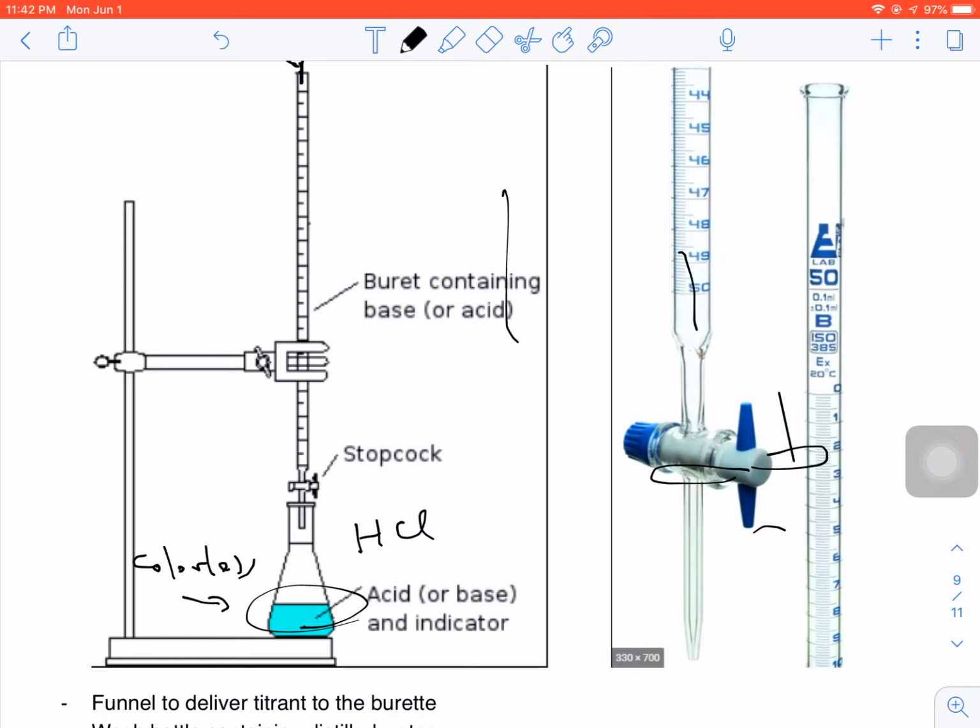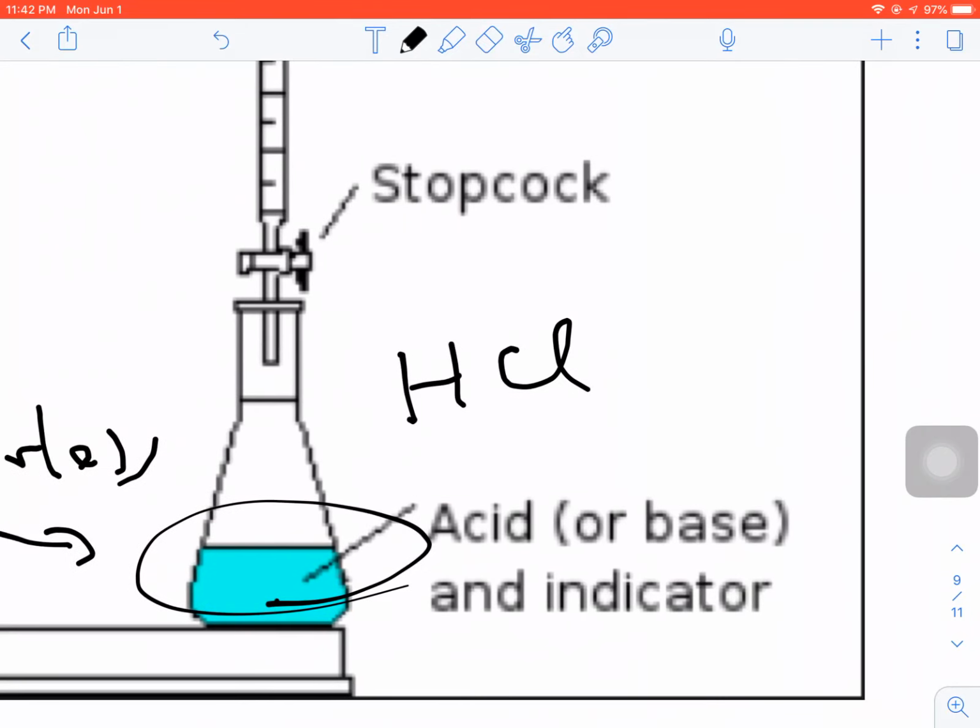Now I'm going to start adding drops of base into here, and I'm going to swirl it. I'm going to leave it sitting on the counter, but move it in little circles just to swirl it around. After I've added a drop or two or three or more, I'm going to look and see whether there's a color change.